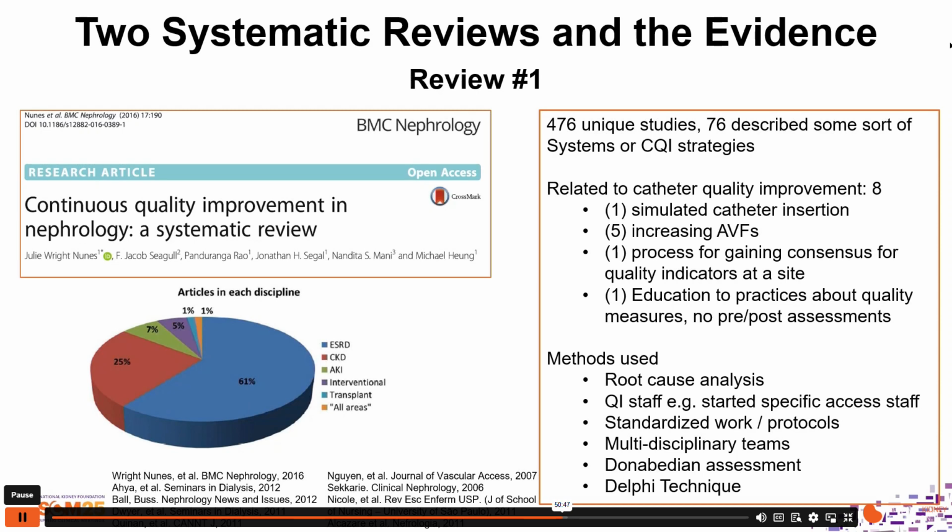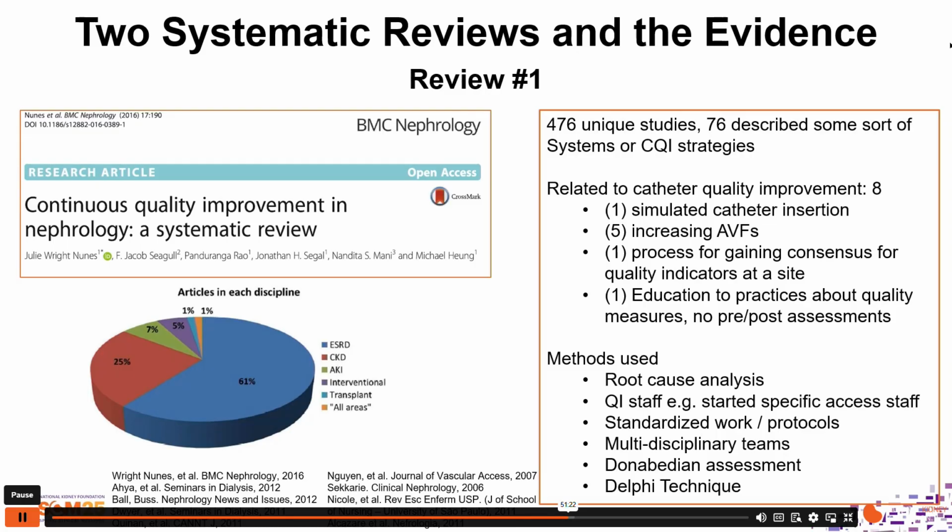So this is one review that we did, and we were really looking for how quality improvement has been applied within nephrology. It wasn't just focused on catheter-related bloodstream infections, and I'm going to summarize it in about 30 seconds. We looked at 76 studies. 8 of them were related to catheters in general, and none of them were specifically focused on bloodstream infections. They were focused on simulating catheter insertion, increasing AVF, so that's peripherally related, as we've talked about, and then just reporting on processes for education and indicators.